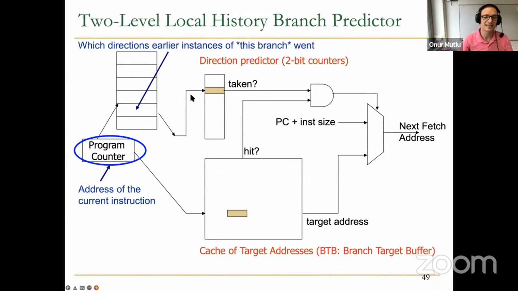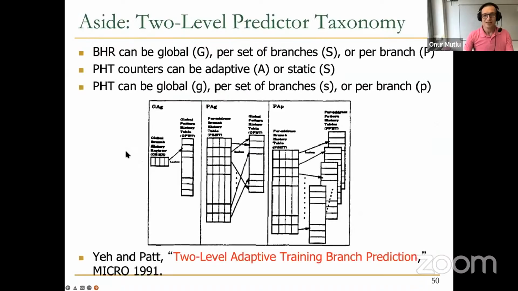As I said, each of these local histories show which directions early instances of this branch at this program counter went. I'm not going to go into the details of this, but there's a design space over here. There's actually this beautiful paper that introduced the two-level branch prediction, which has a categorization of the design space. For example, the branch register can be global. It could be per set of branches or per branch. Per branch is clearly unreasonable, right? Because a program can have millions of branches. Are you going to dedicate 1 million tables? No, usually it's per set of branches or global.